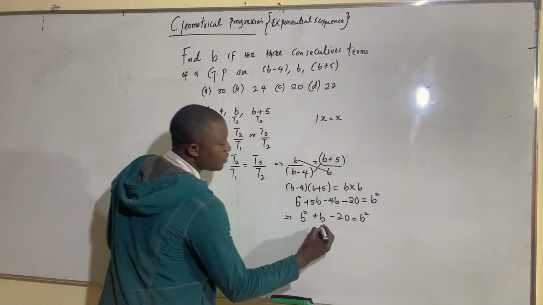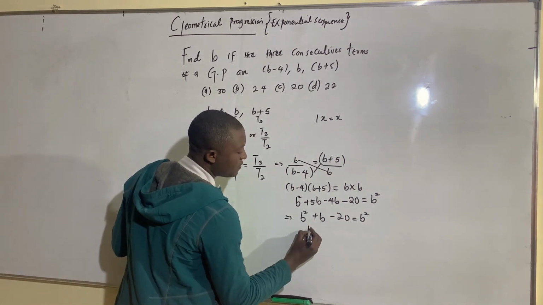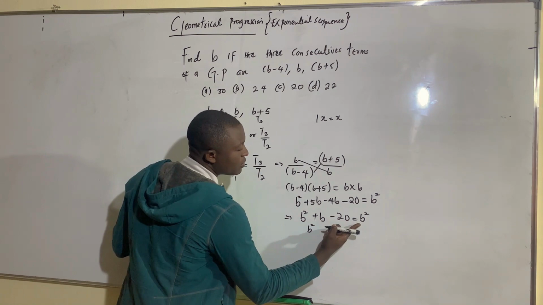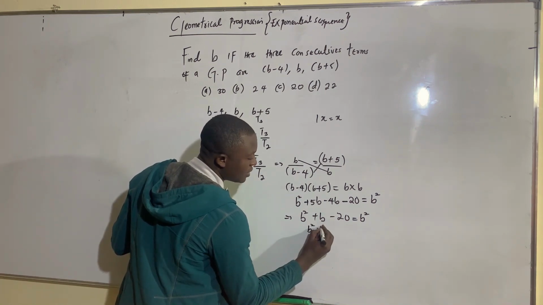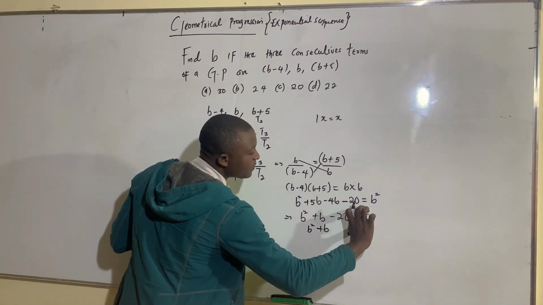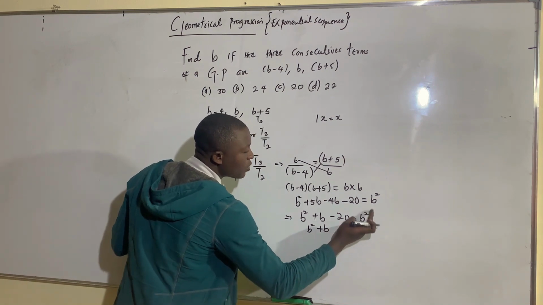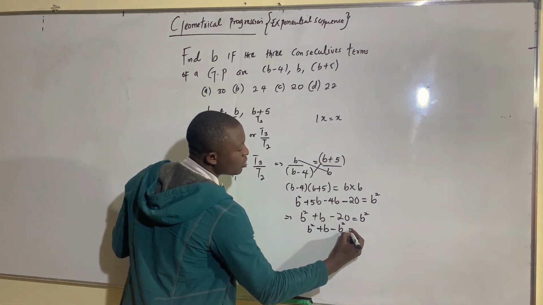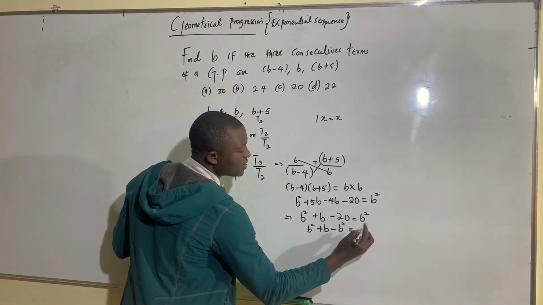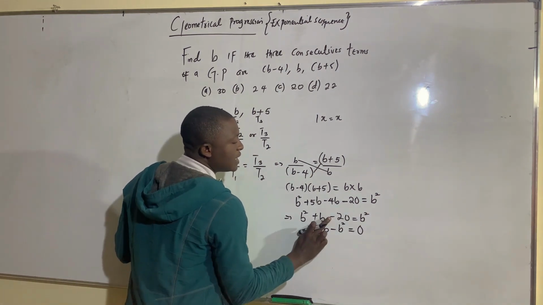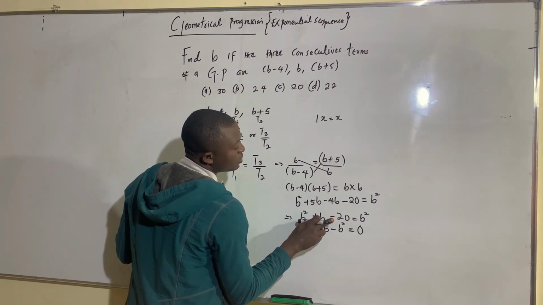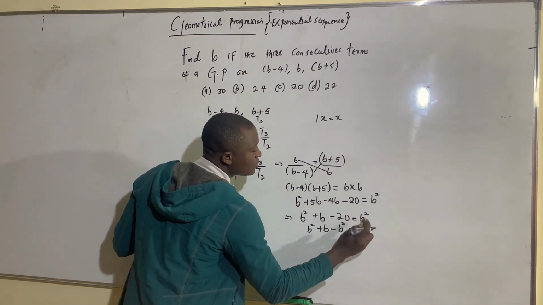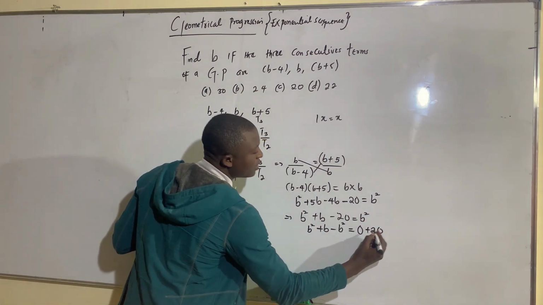So if you collect the like terms here, we have b squared, and you can arrange it anyhow you like, then plus b. This is positive, so when it comes to this side, it is going to become minus, equal to, we don't have anything left here, just like we have 0. What we have here is minus 20. When the minus 20 comes to this side, it is going to become positive.